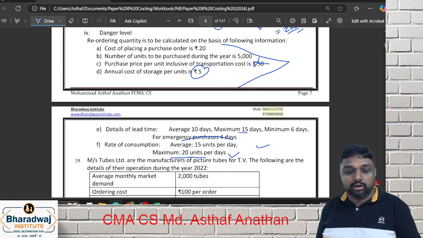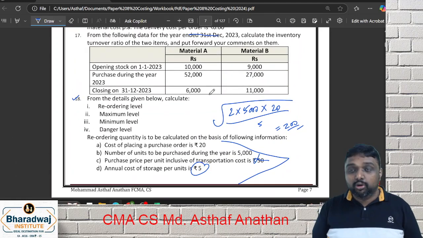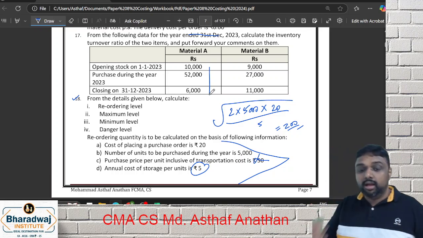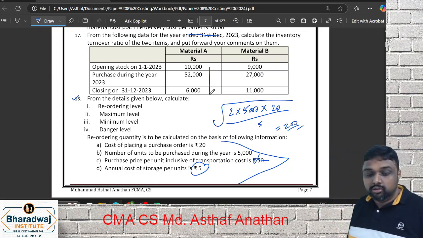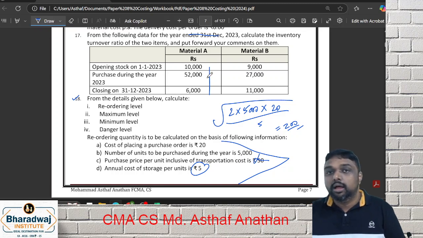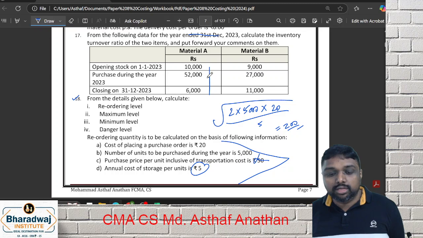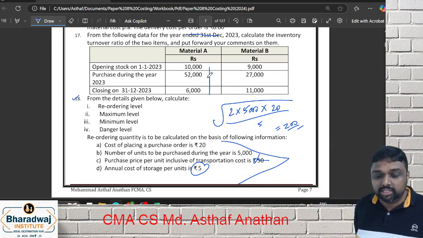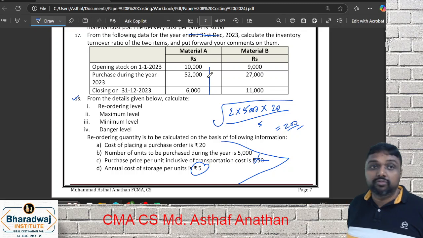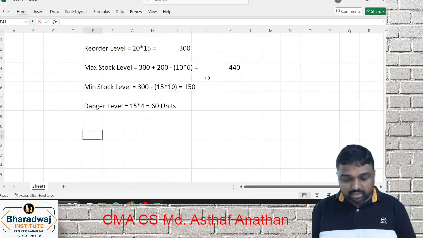There is another question on inventory turnover ratio. You can calculate it yourself on your calculator. See, the consumption is not given. We'll do only for A. So first consumption: opening stock plus purchases minus closing stock. 10,000 plus 52,000, you will get 62,000. Minus 6,000, you will get 56,000. So A's consumption is 56,000.